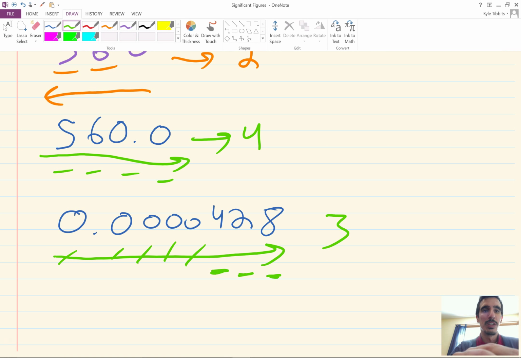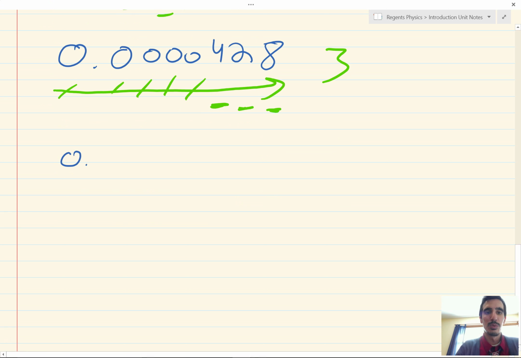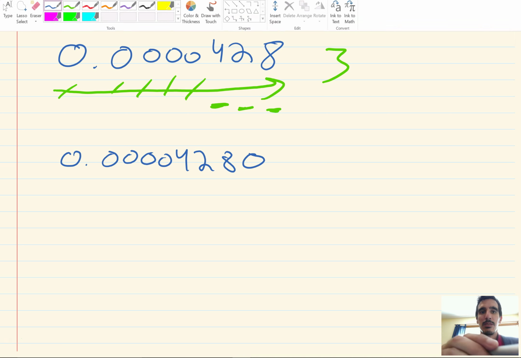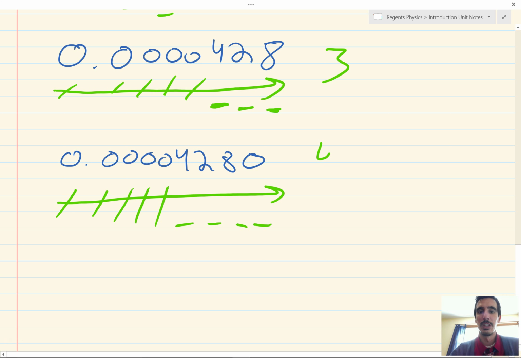What if we have something similar to that? We have 0.0000428. We follow the same method. Left to right, first non-zero number. Start at the 4 again. 1, 2, 3, 4. That last 0 counts. So now we have 4 sig figs.